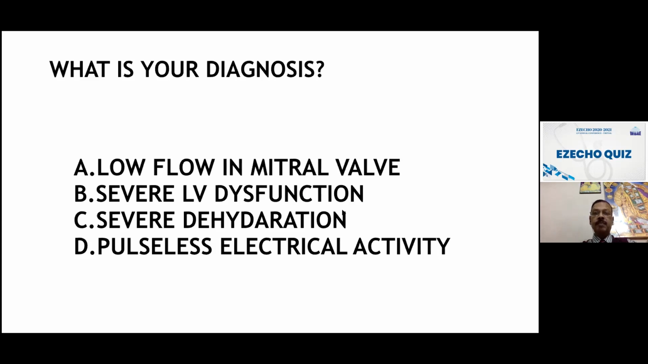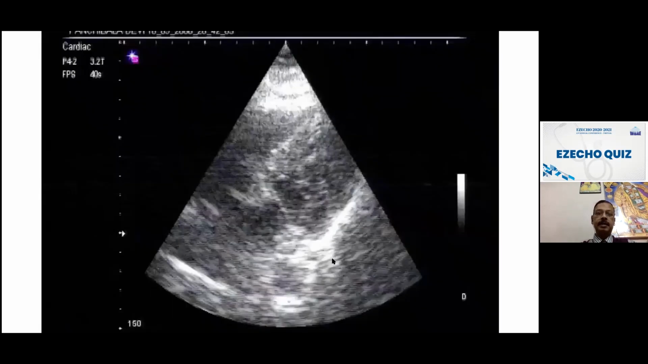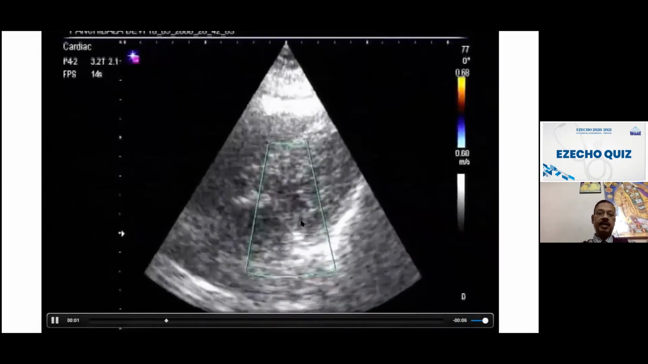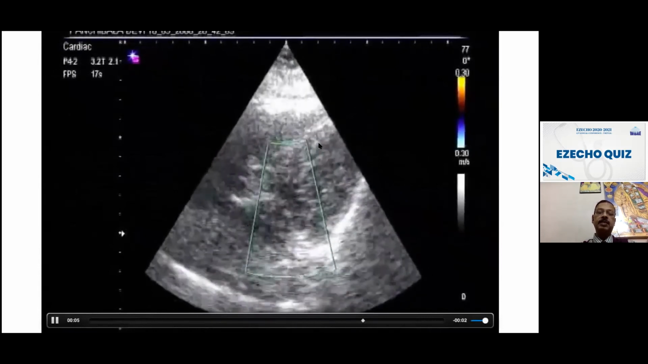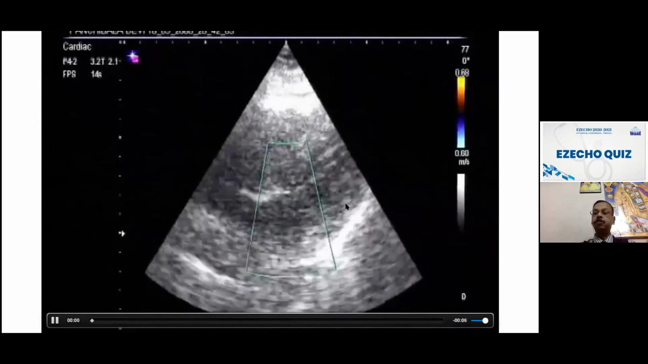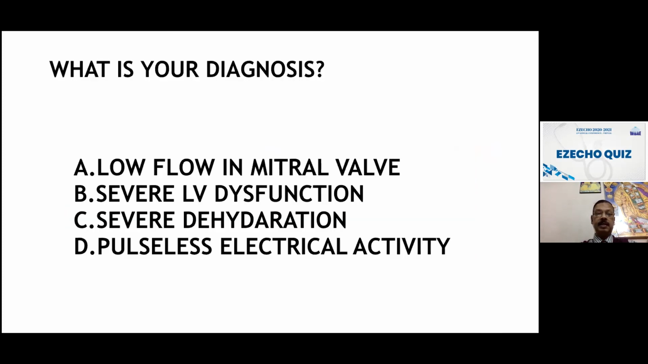Majority is correct. 54% say pulseless electrical activity. This is actually a pulseless electrical activity. Because in fact, the patient is already dead and there is no flow inside. Only the patient was on the ventilator. That's why the movement of the heart is seen. And you can see the ECG is totally abnormal like pulseless electrical activity, which can persist even up to a few minutes to few hours.